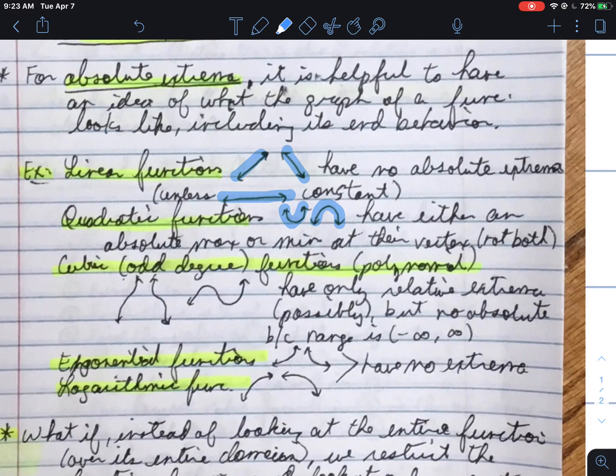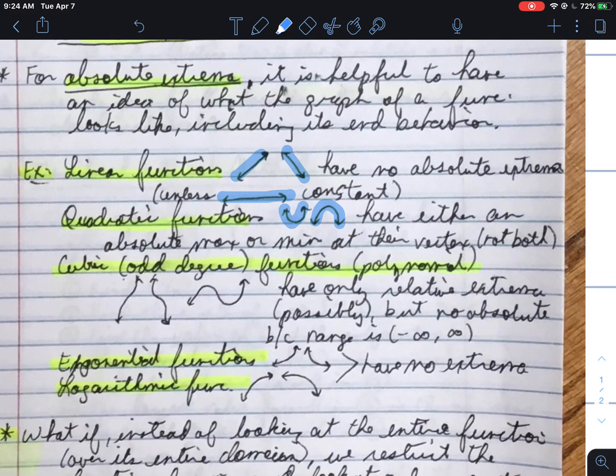Now, those are also relative maximum or minimum values, because there's a turning point on the graph of a quadratic function at that vertex. It's a relative minimum or a relative maximum. It's also the absolute minimum or absolute maximum of the function over its entire domain. So those can be the same. We'll talk more about that as we go forward.